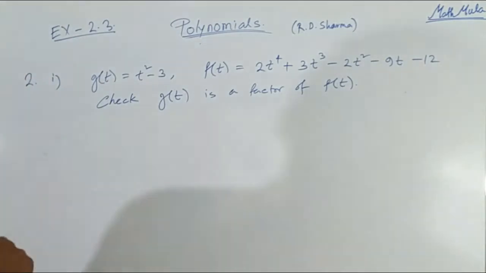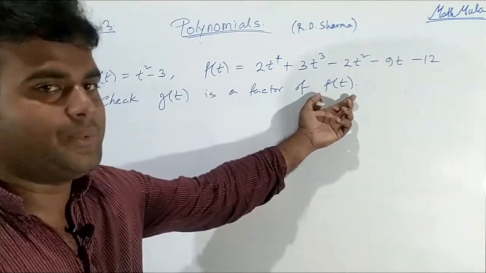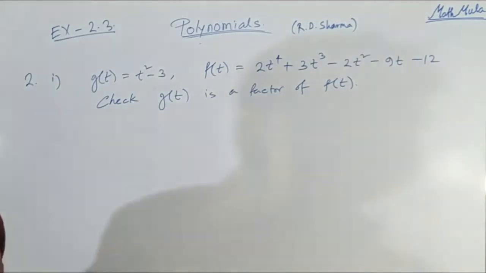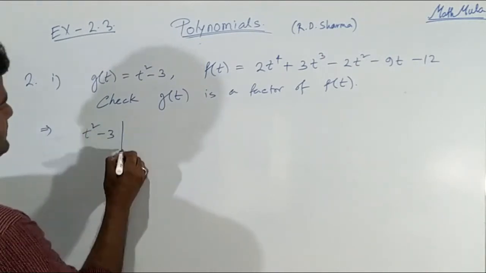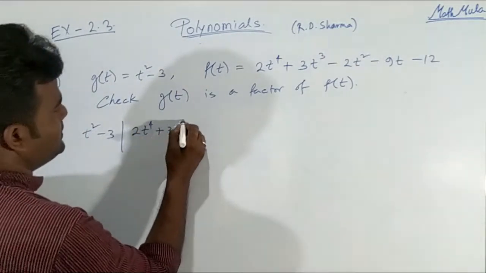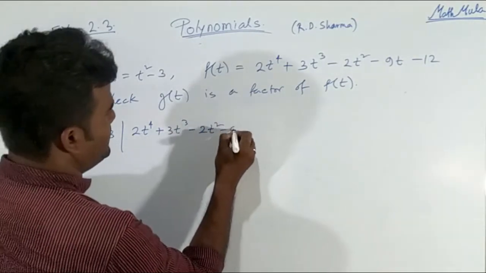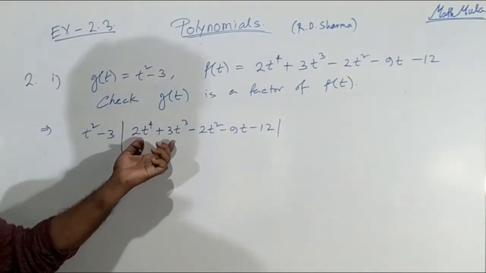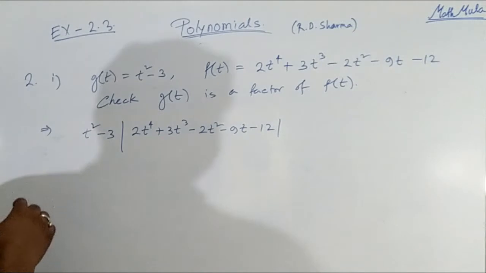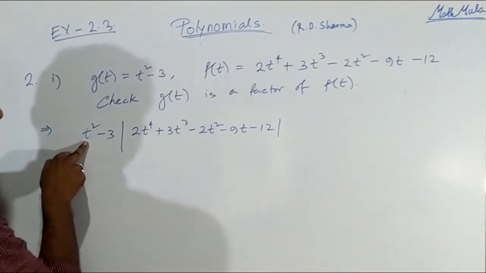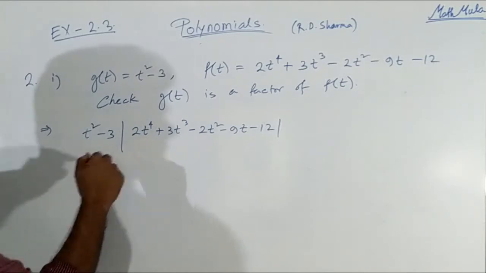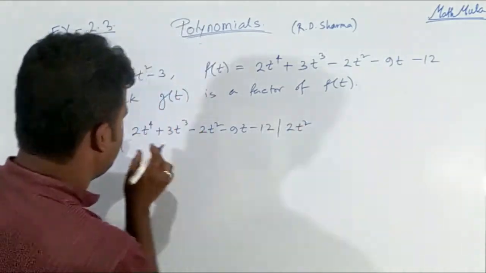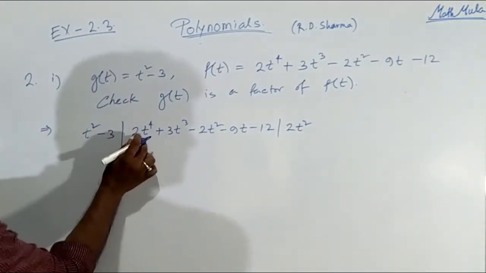That means from the division algorithm, if we divide f of t by g of t, then the remainder will be 0. So you have to show the remainder is 0. Let's solve. T square minus 3 divided into 2t to the power 4 plus 3t cube minus 2t square minus 9t minus 12. That's it. Now when we divide a polynomial by another polynomial, we have to check what should be multiplied with t square to get 2t to the power 4. That is 2t square. If we multiply 2t square with t square, then we get 2t to the power 4.